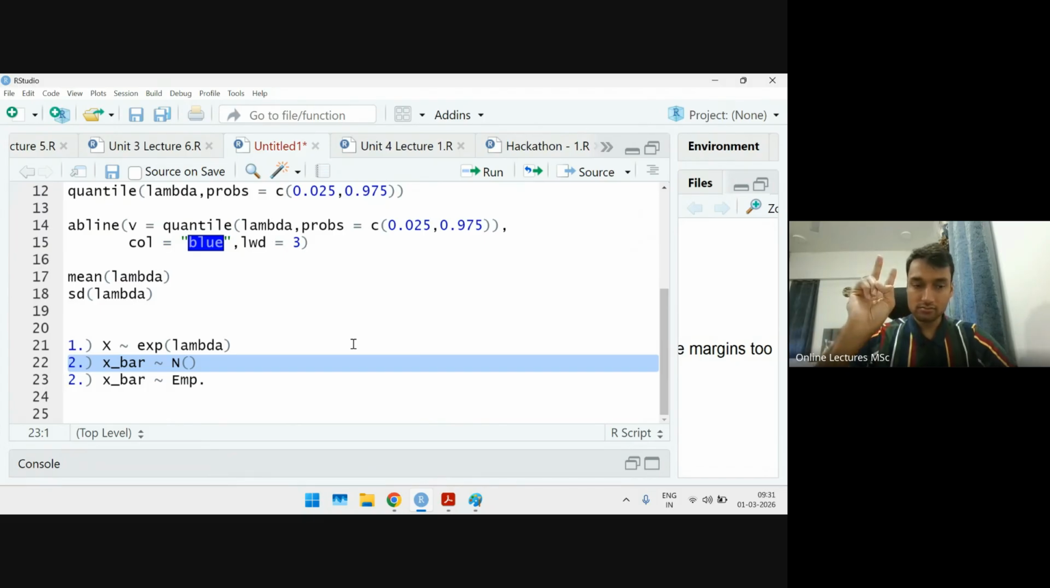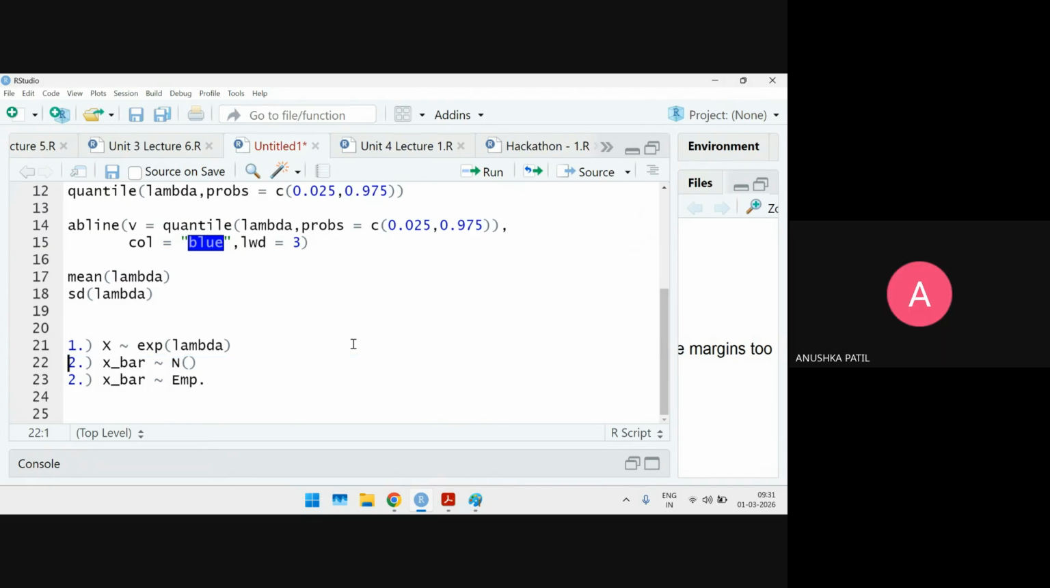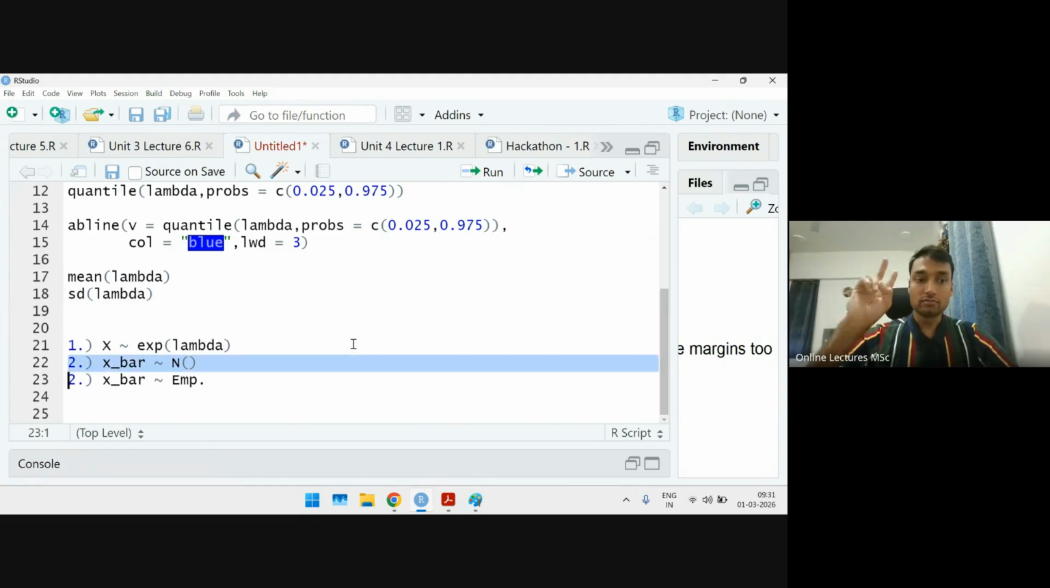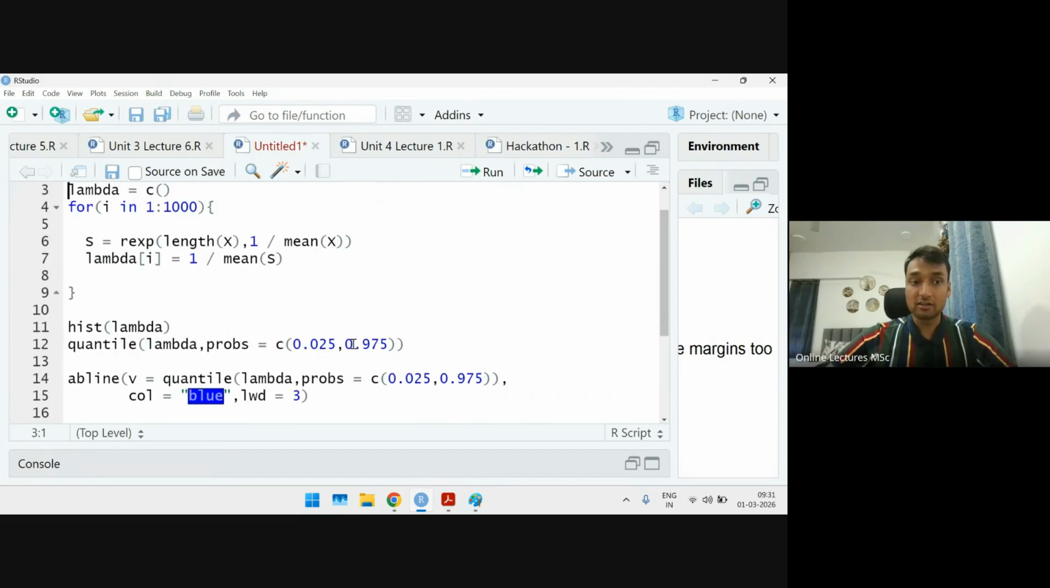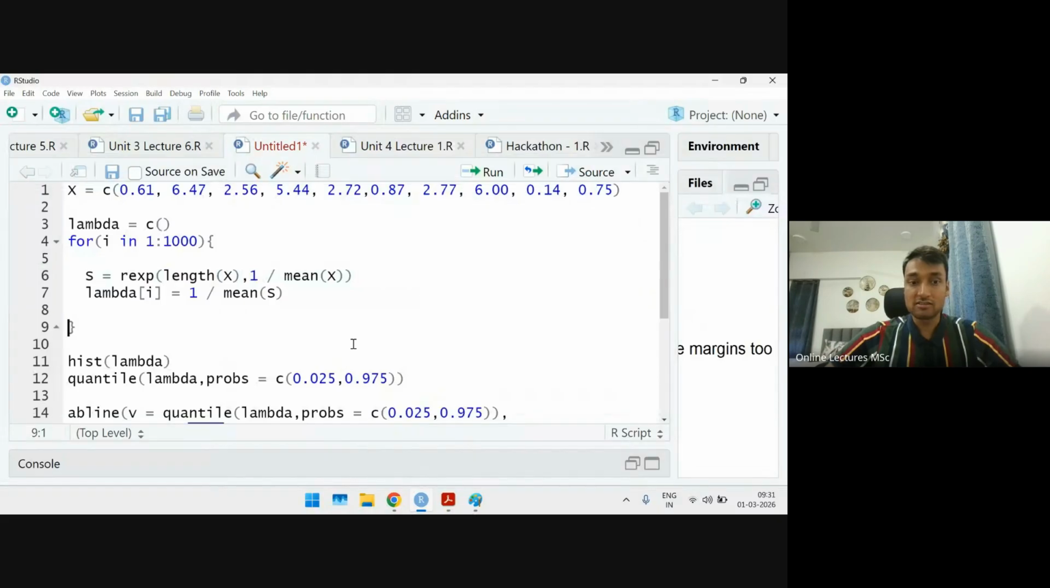Agreed? Yes. In Bootstrap, I'm saying I will get rid of two. I will get rid of the distributional assumptions on X bar, or on the statistic. See if that simplifies a lot of things. Bootstrap says instead of making two assumptions, I will only keep one assumption, that is on your X. And that too, if you're using parametric bootstrap. Non-parametric doesn't even take that into account. Non-parametric just takes a simple random sample.